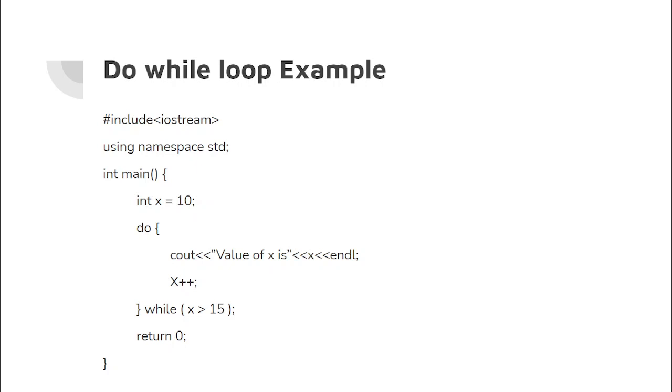The statement will be executed once before checking the condition, and then we increment the value of x by 1, and then we check the condition here, which is while x is less than 15. Then the loop will be executed and the cycle goes on until the condition becomes false.